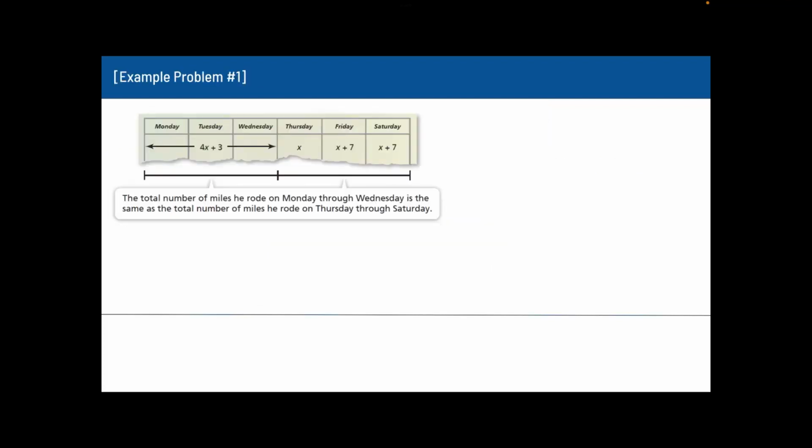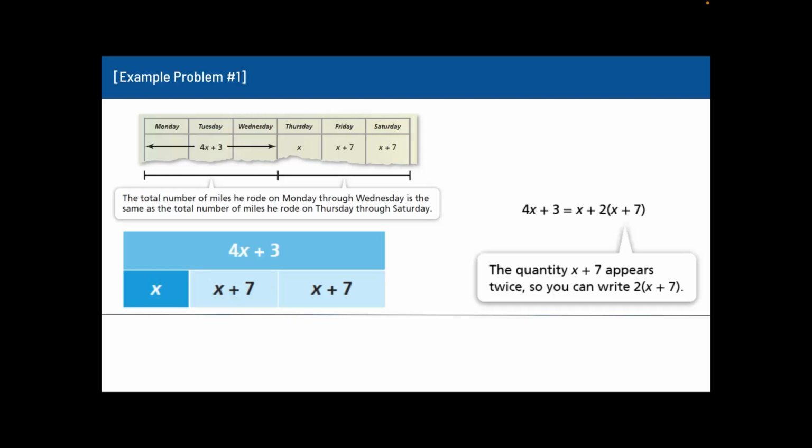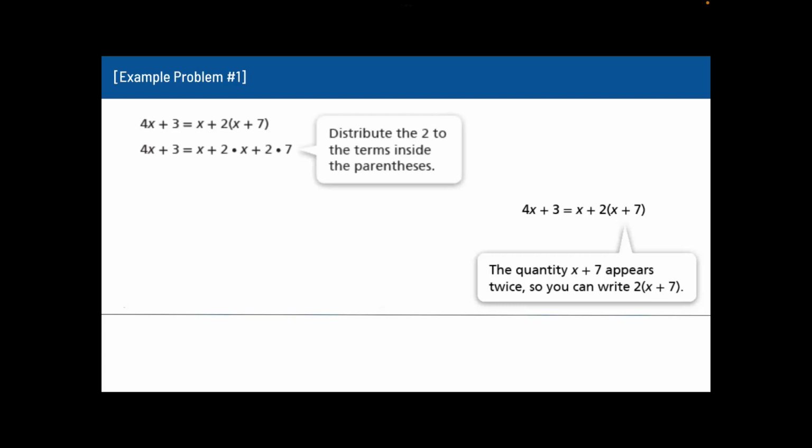We can represent this then as a bar diagram where part of it is 4x plus 3 and the other part is the x and the two x plus 7s. Because that x plus 7 appears twice, we can rewrite it in parentheses multiplying 2. At this point, we can then distribute, and we will get 2 times x and 2 times 7, so showing those pieces there. 2 times x is 2x, and 2 times 7 is 14.